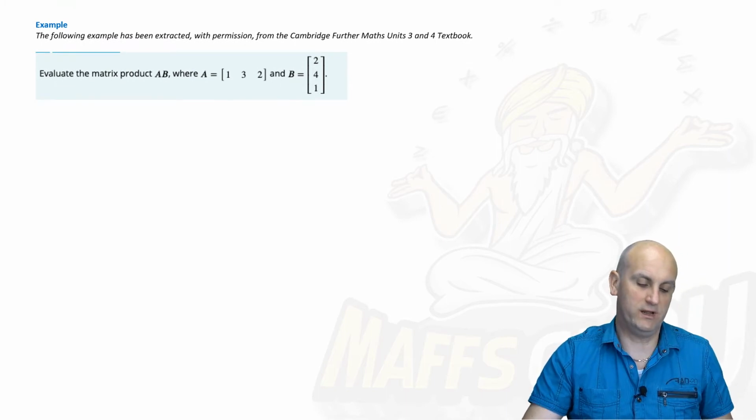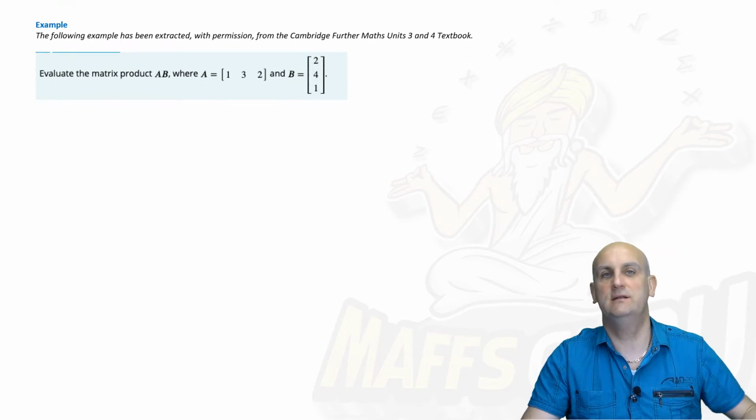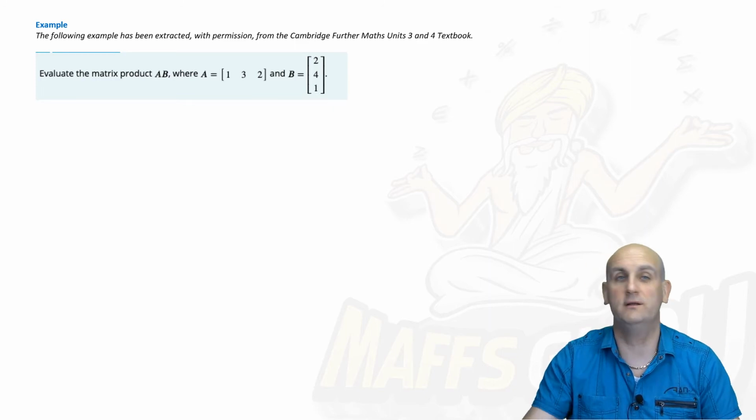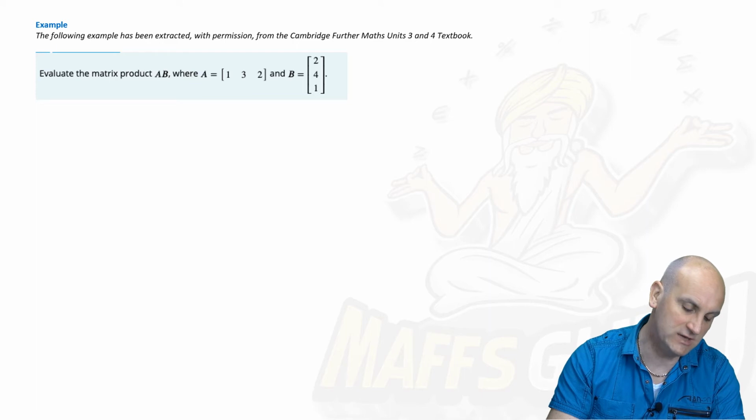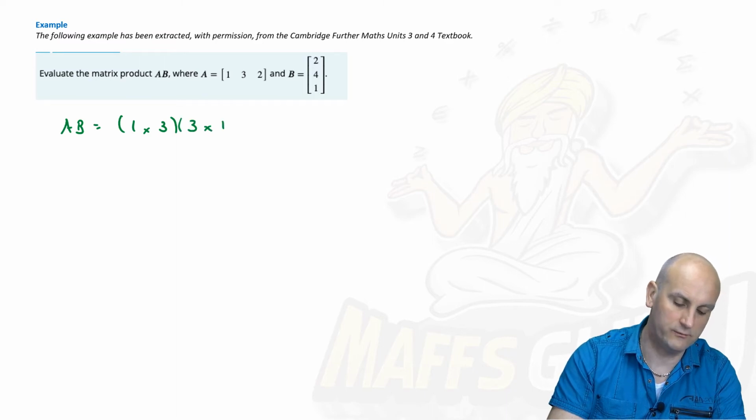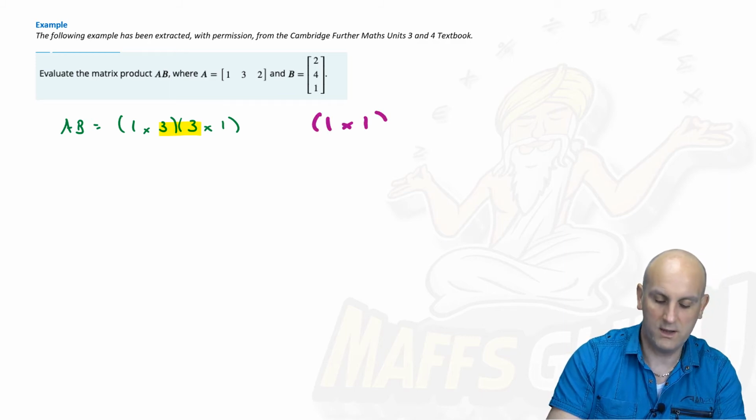Evaluate the matrix product AB, where A is this and B. So now what's the matrix product? Remember, the word product just means times. They just want me to times them together. So first thing, let's just check. Is AB defined? Well, A is 1 row by 3 columns and B is 3 rows by 1 column. They are in fact defined and we're going to end up with a 1 by 1 result.